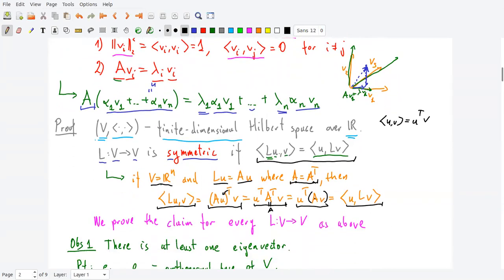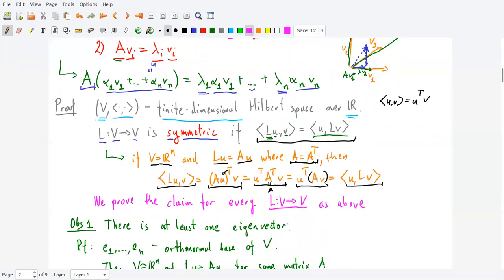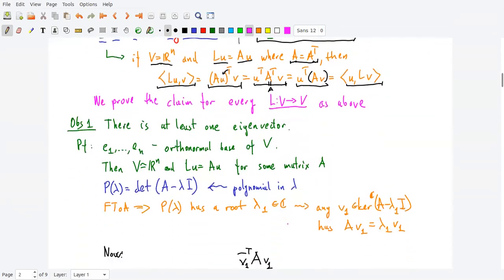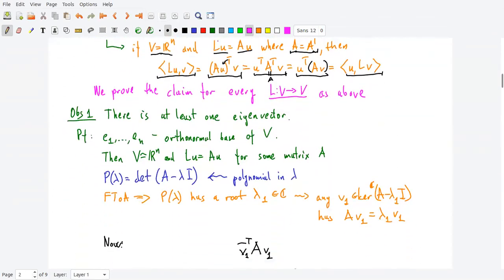Good, but it will be convenient to work a little bit more abstractly, so I will abstractly work with such a symmetric endomorphism. First of all, we will use two observations. The first observation is that if we want to find an orthonormal basis consisting of eigenvectors, then at least we need to find at least one eigenvector. So how to find at least one eigenvector of such a symmetric endomorphism?